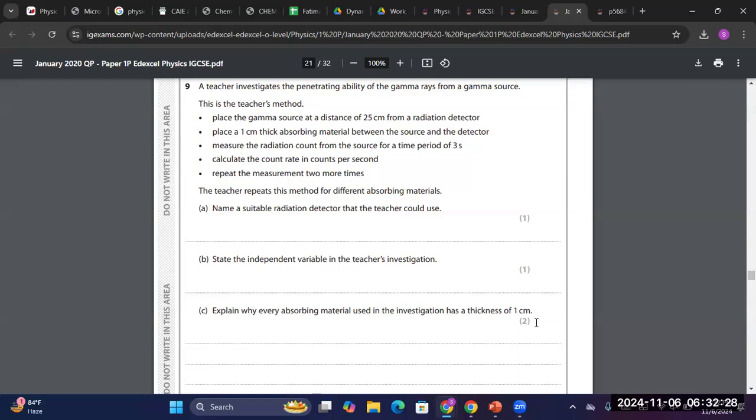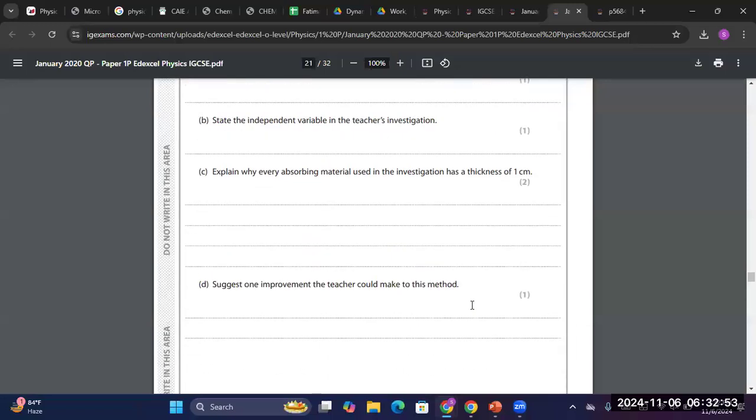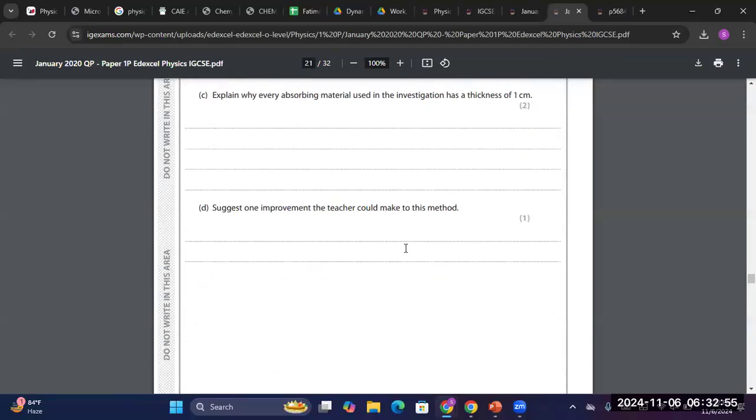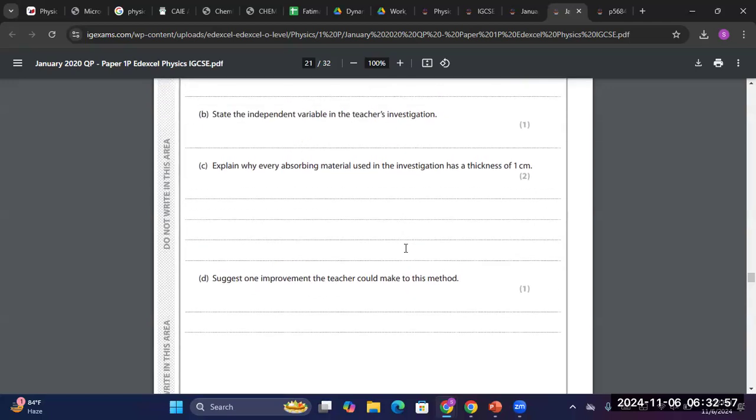How is it going to be valid? It's going to be valid because we are basically controlling our variable, right? So this is going to act as a control variable. Shreya, over here you can give a little bit of detail. You can say that different thickness of the absorbing material will affect the radiation count. So to make the study valid, we keep the thickness as a control variable. Correct.